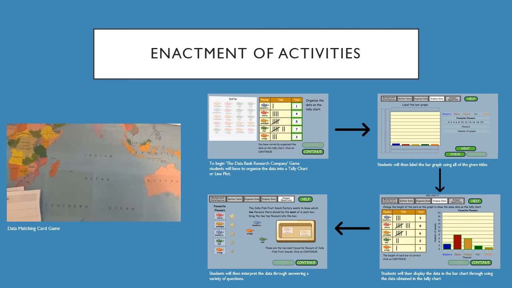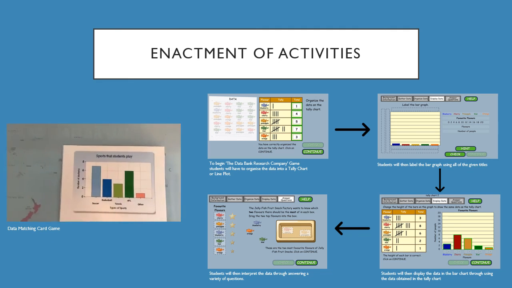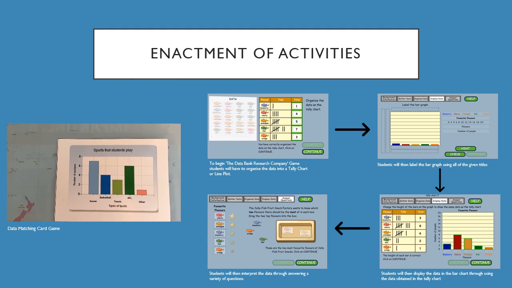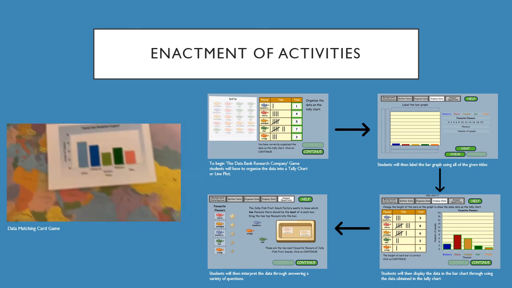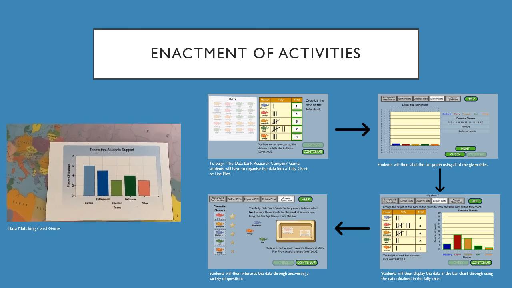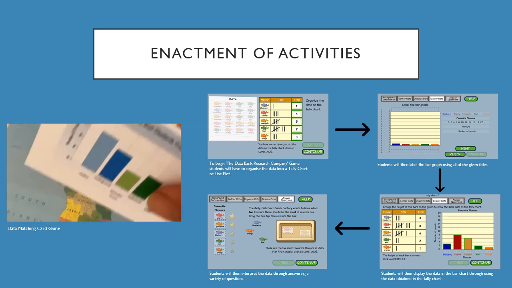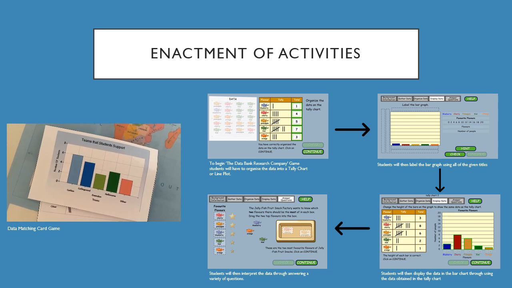Now we'll need to find a bar chart that supports our tally chart. This tally chart is listing a variety of sports that students play, and consequently this does not match our survey question or tally chart, while this bar chart shows teams that students support. So this matches our survey question and tally chart. And that's our trio.